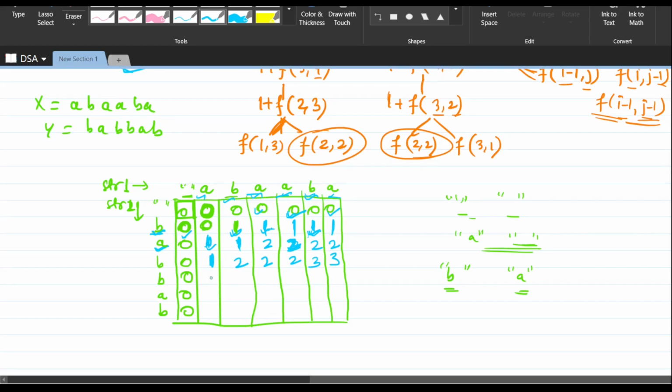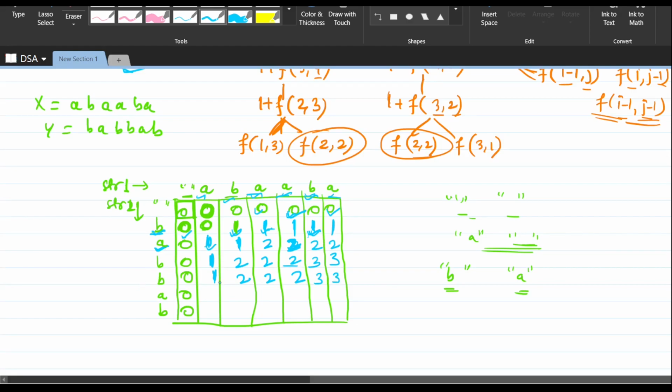b and a is not equal, so it will be 1. b and b is equal, so it will become 2. Then b and a is not equal, so it will become 2. Then b and a is not equal, so again 2. Then b and b is equal, so 2 plus 1 is 3. Then b and a is not equal, so it will become 3.